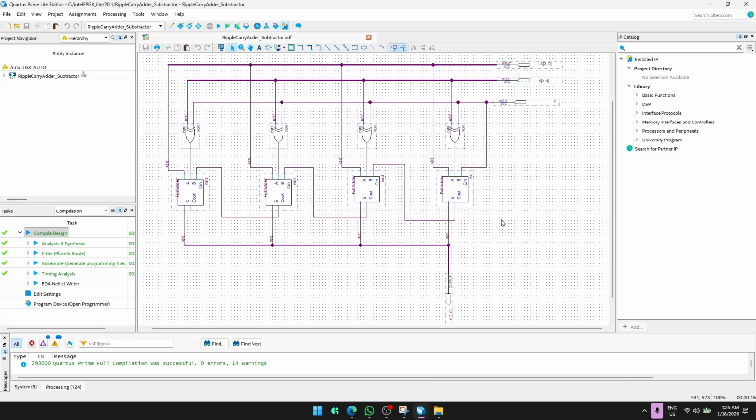Now I'm demonstrating a 4-bit ripple carry adder subtractor designed in Quartus. This circuit uses 4 full adders and XOR gates to perform two's complement arithmetic. The control signal K determines the mode. When K is 0, the circuit adds. When K is 1, it performs subtraction by inverting input B and adding a carry in of 1.